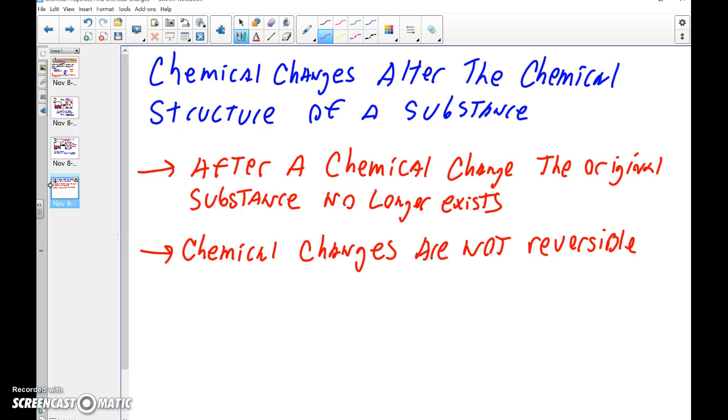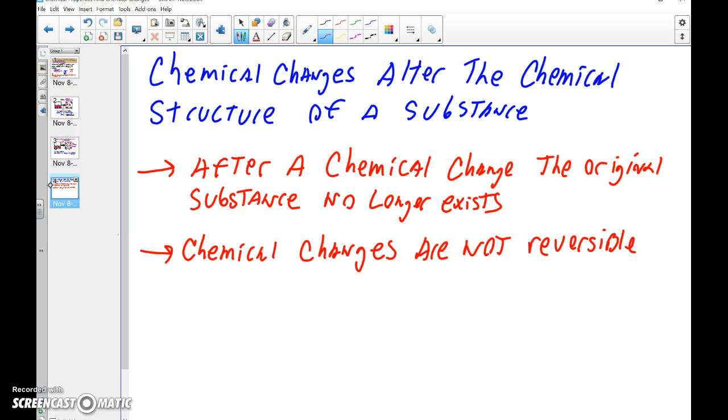And they're really not reversible. I mean, you can't go back and forth. Sometimes you can do it in a roundabout way. Some chemical changes just naturally go back and forth. But for the most part, they're not reversible. You can't unburn a log. Once you melt something with acid, you can't bring the substance back.